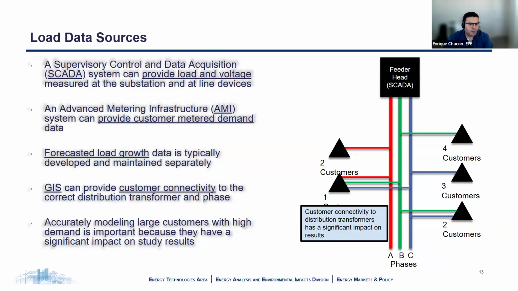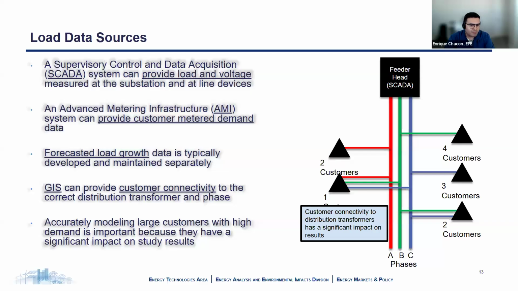Other elements here, forecasted load growth, that's normally developed and maintained separately because we don't want to bake in a load growth value with SCADA or with AMI. We want to make sure that we can separate what's known versus what we don't know or what we're anticipating to know.